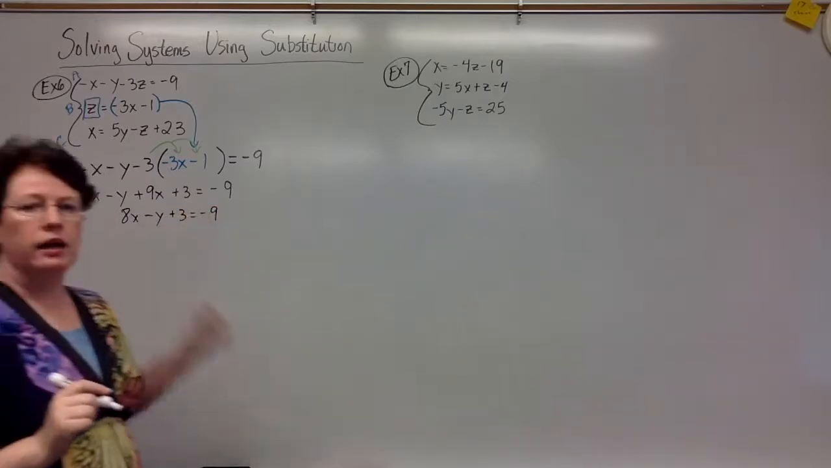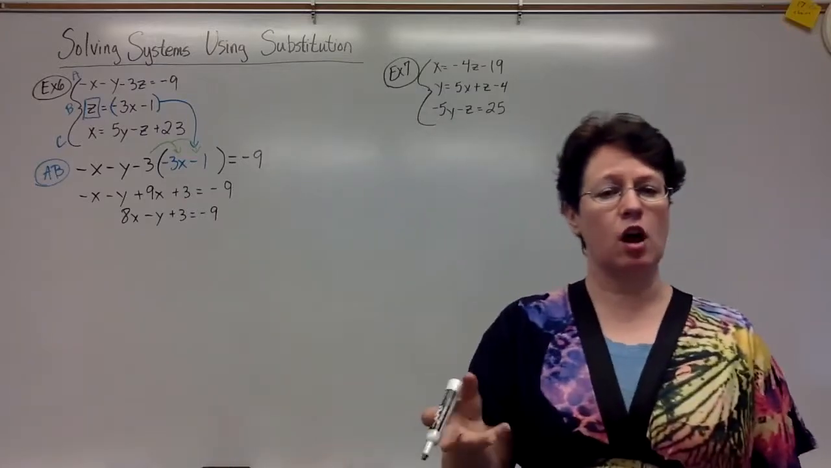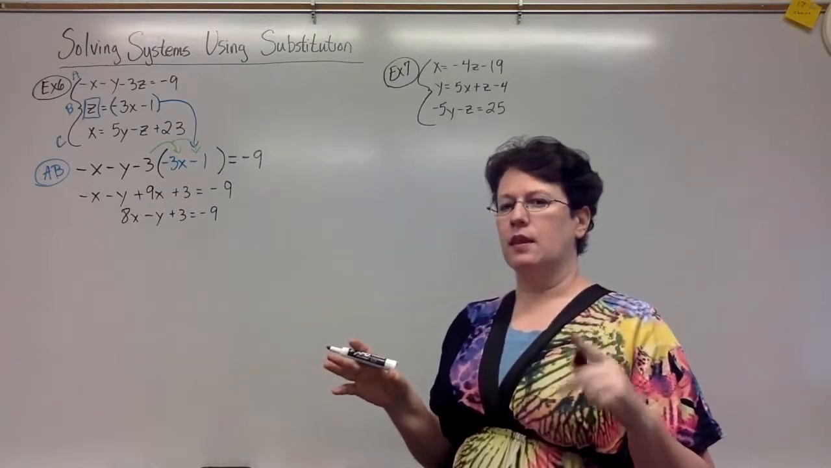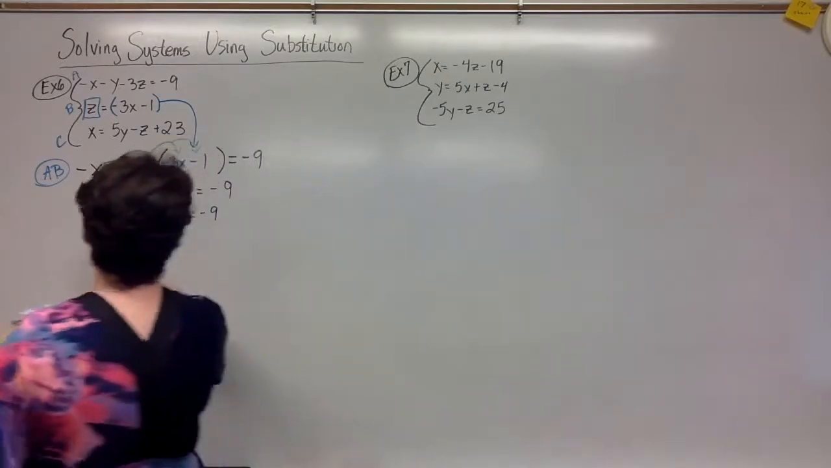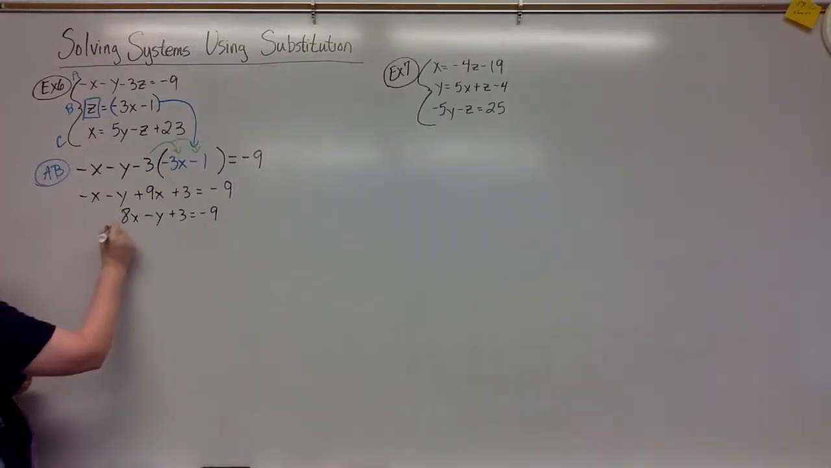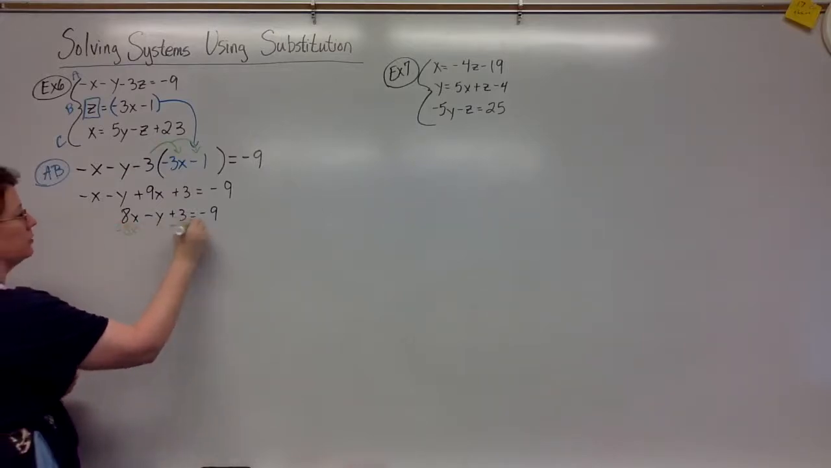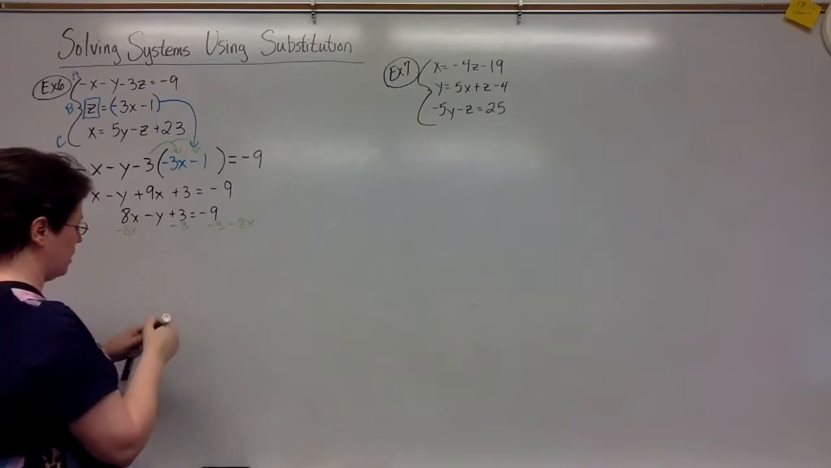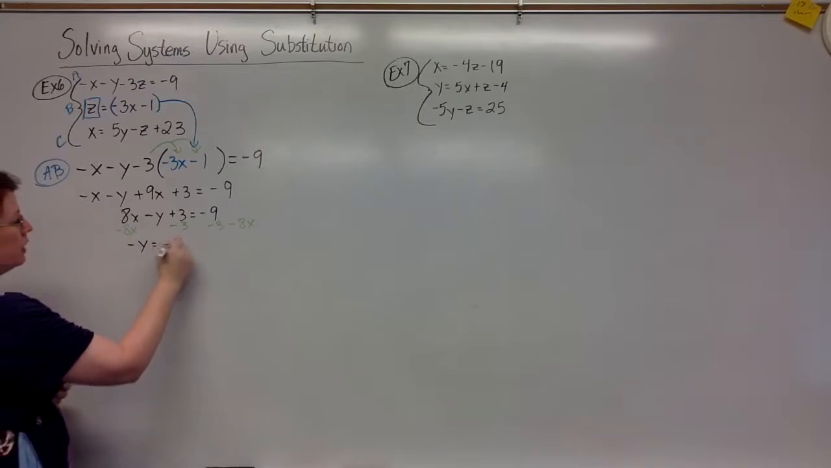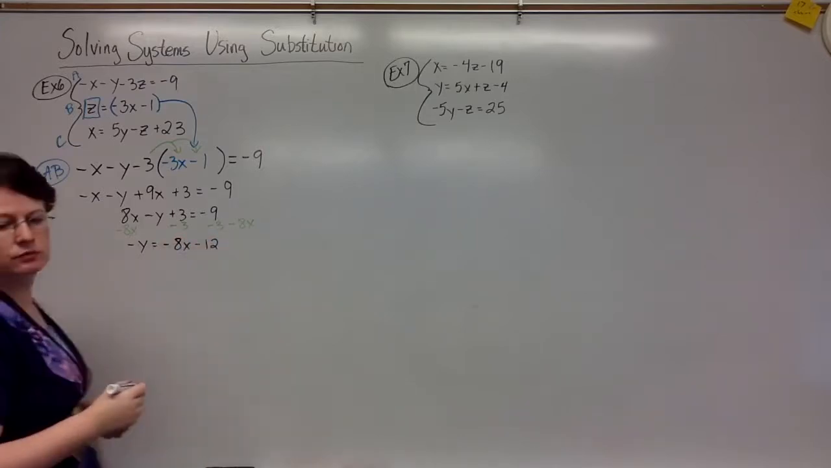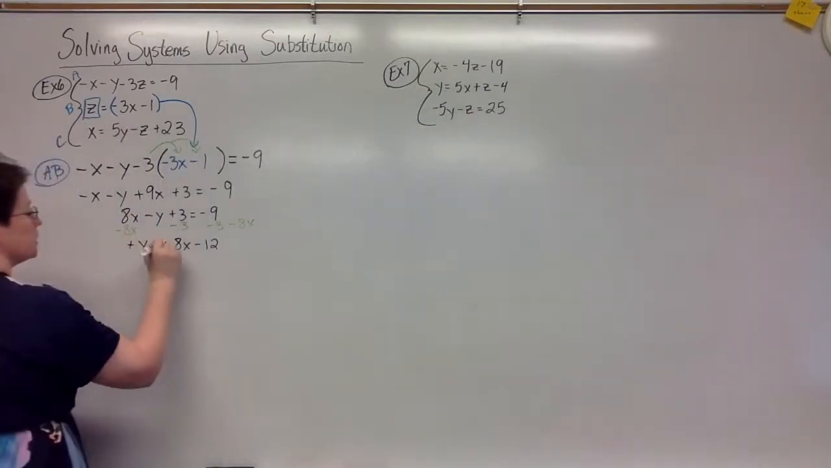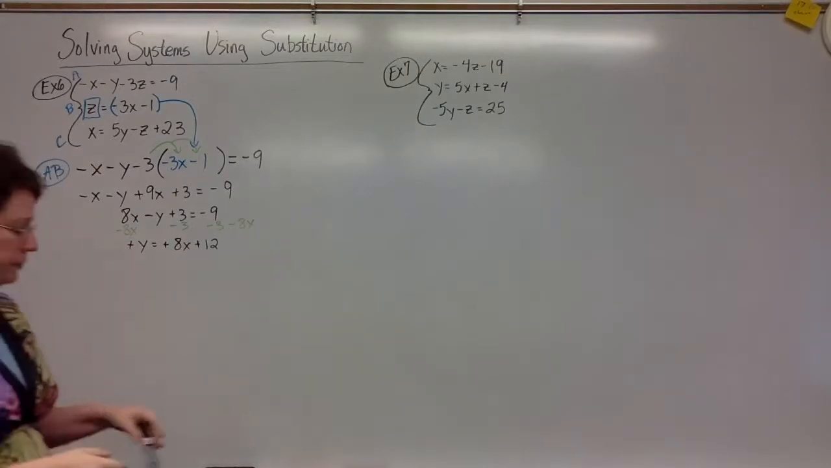Now I see that y has a coefficient of negative 1. So I'm going to solve for that y because now I can have 2 expressions where I just have 2 variables. And that's going to help me simplify. So I'm going to move everything to the other side. We are going to subtract the 8x and subtract the 3. So I get negative y equals negative 8x minus 12. Well, when we divide by that negative 1, guess what happens? Plus, plus, plus.